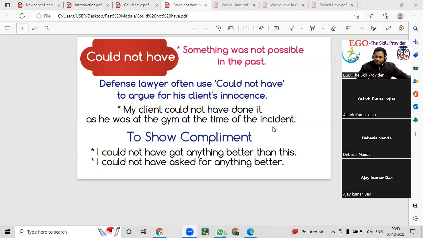So how to defend? Something happened in the past, then you can use could not have. My client could not have done it as he was at the gym at the time of the incident. You can say my brother could not have done that. My son could not have done that because at that time he was there with me only. So this is used, could not have is used.